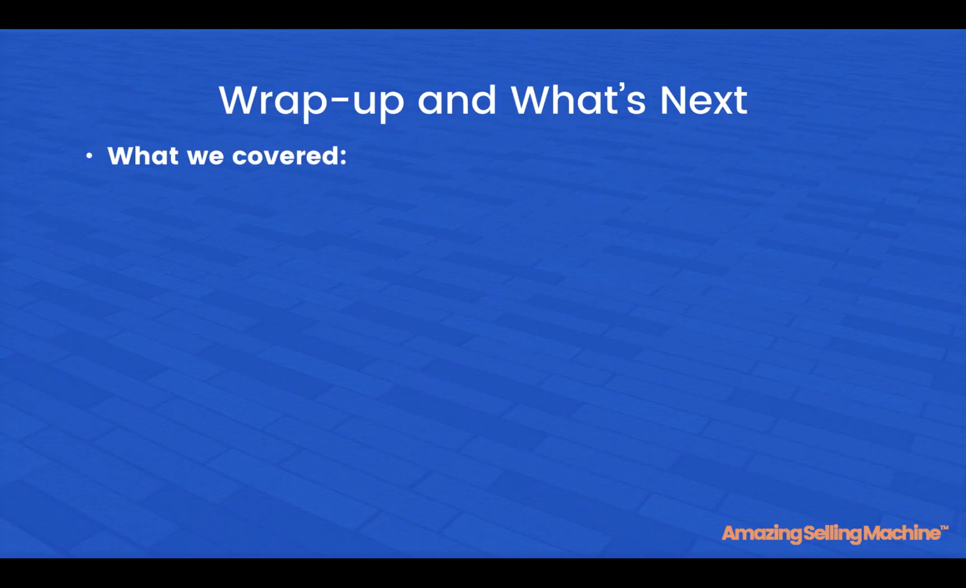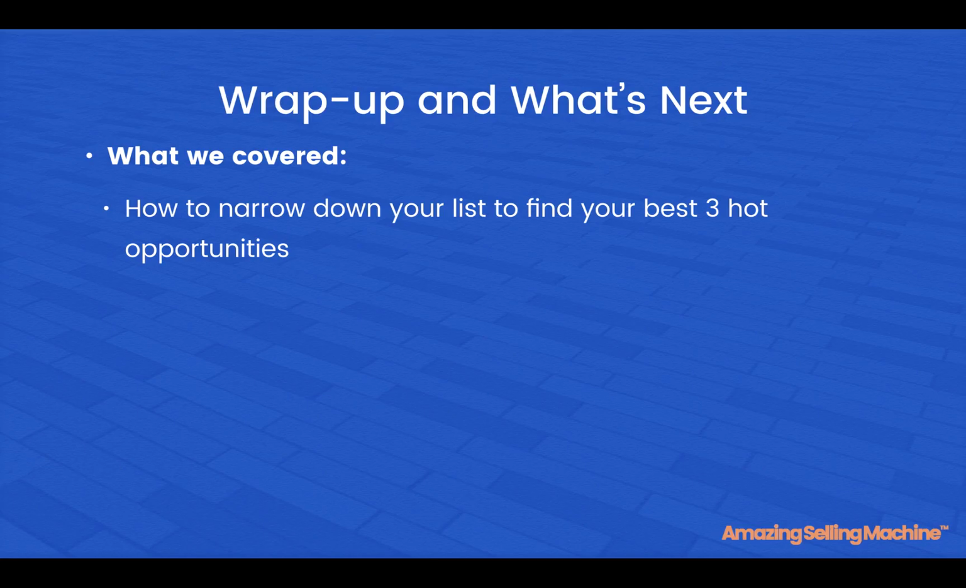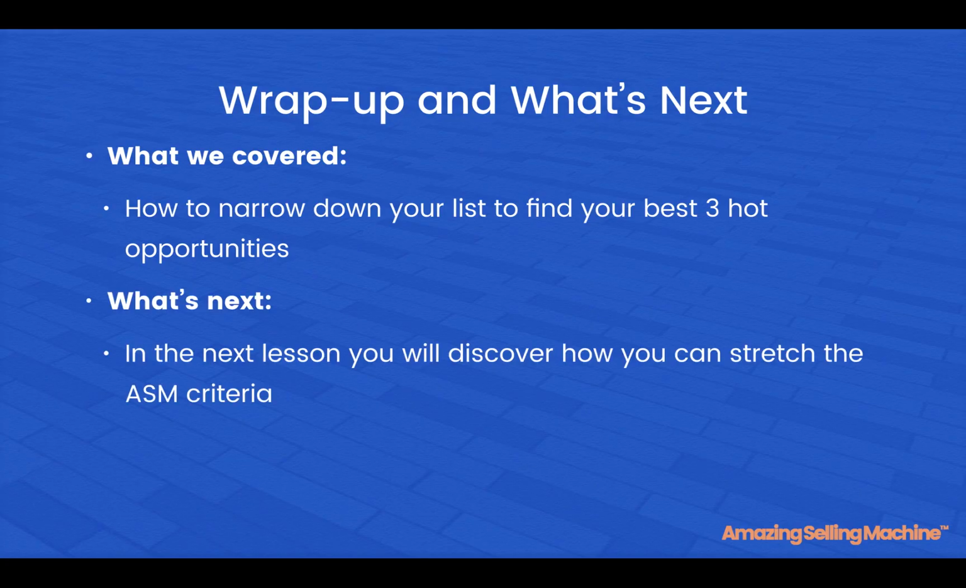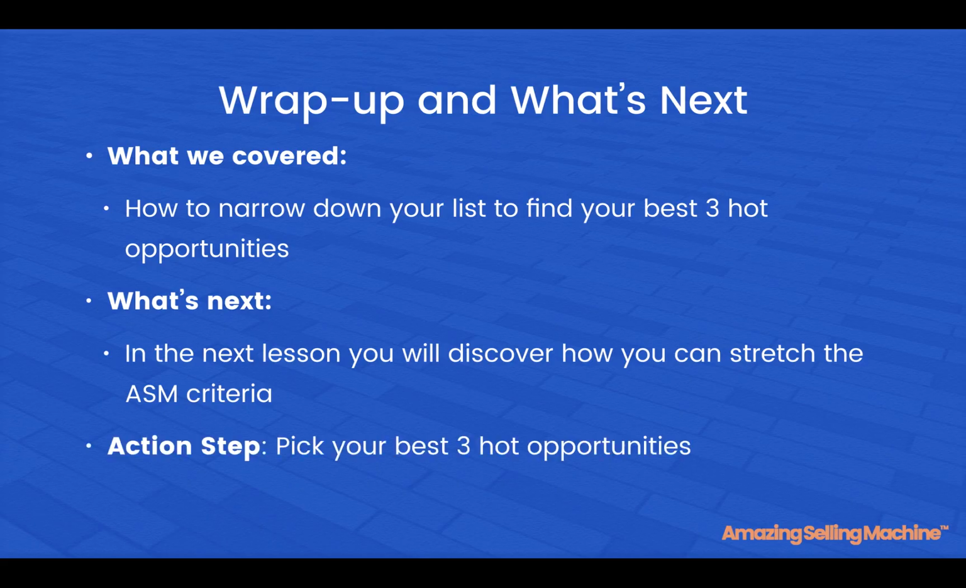So what did we cover? Well, we covered how to narrow down your list to find your best 3 hot opportunities that you can take forward into Module 2. In the next lesson, you will discover how you can stretch the ASM criteria. Most importantly, the only ways you can stretch the ASM criteria if you need to. Your action step, quite simple. Pick your best 3 hot opportunities to take forward into Module 2.